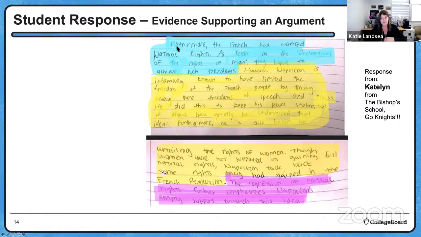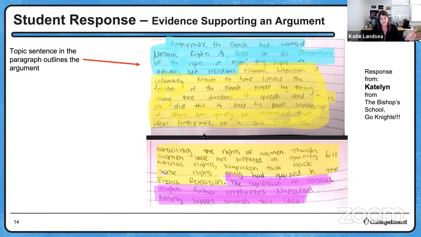So it starts off, furthermore, the French had wanted natural rights as seen in the Declaration of the Rights of Man. They hoped to achieve such freedoms. However, Napoleon is infamously known to have limited the freedom of the French people by taking away the freedoms of speech and press. He did this to keep his power stable, but it shows how greatly he undermined that ideal. So again, at the end of that paragraph, I probably should have put that in pink because Caitlin does bring that fact back to her argument about Napoleon not supporting the ideals of the French Revolution, but then goes on for another piece of evidence.